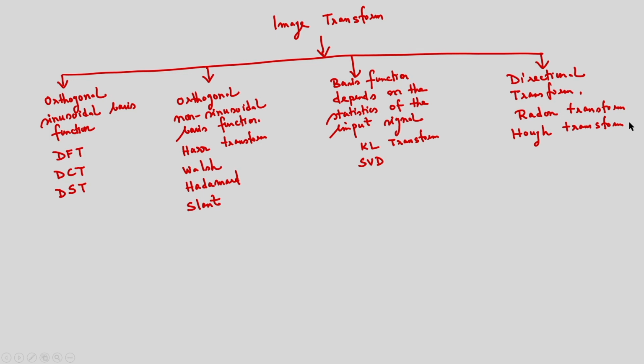So I have these types of transformations. One is the DFT, DCT and DST, the orthogonal sinusoidal basis functions. Another is the Haar, Walsh, Hadamard and slant transformations, the orthogonal non-sinusoidal basis functions. Another is where the basis function depends on the statistics of the input signal, the KL transform and the SVD, and directional transformations like the Radon transform and the Hough transform.